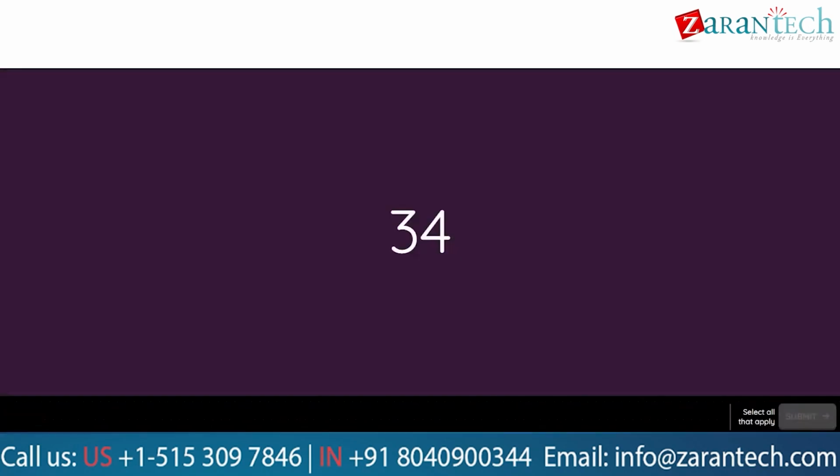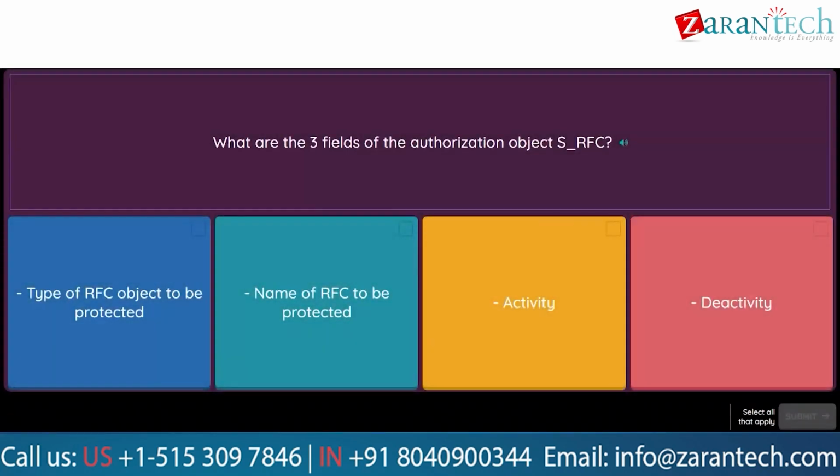Question: what are the three fields of the authorization object S_RFC? Option 1, type of RFC object to be protected. Option 2, name of RFC to be protected. Option 3, activity. Option 4, deactivity.